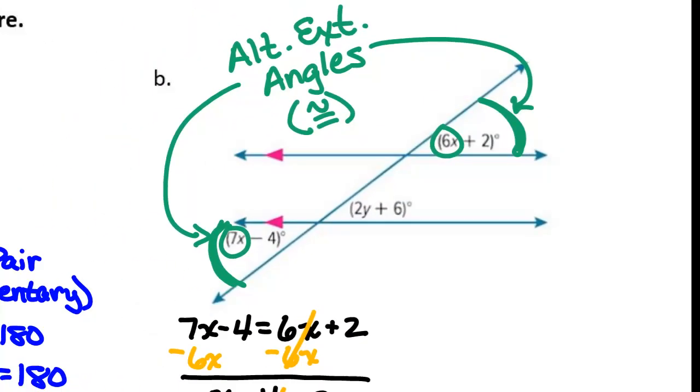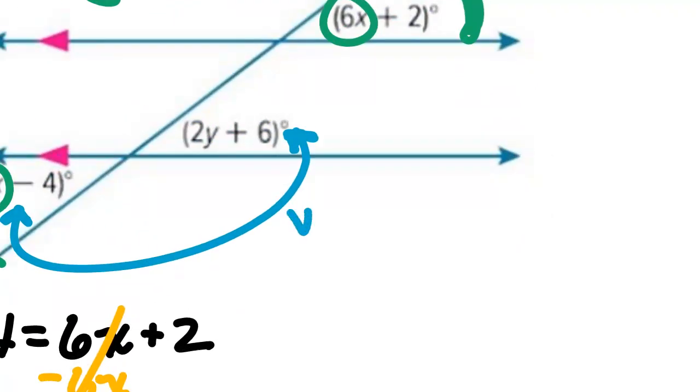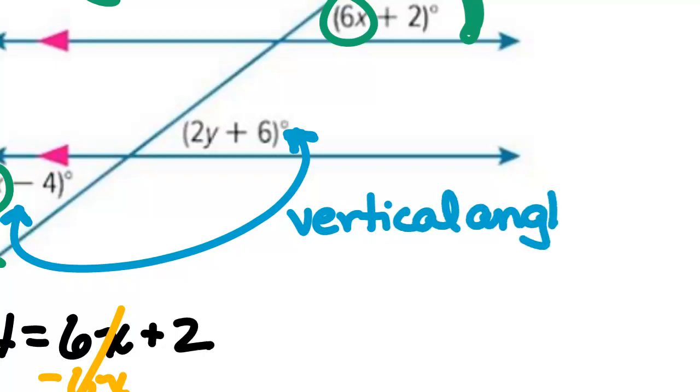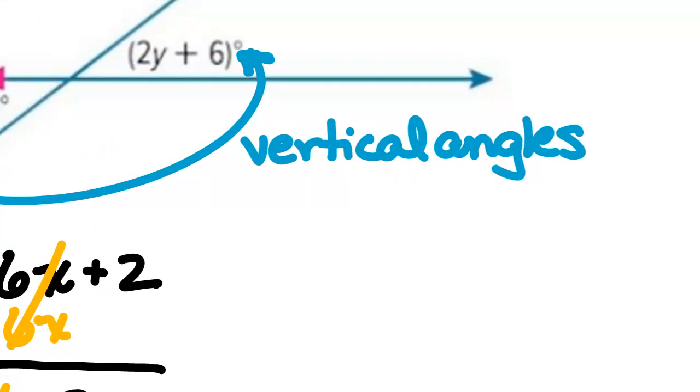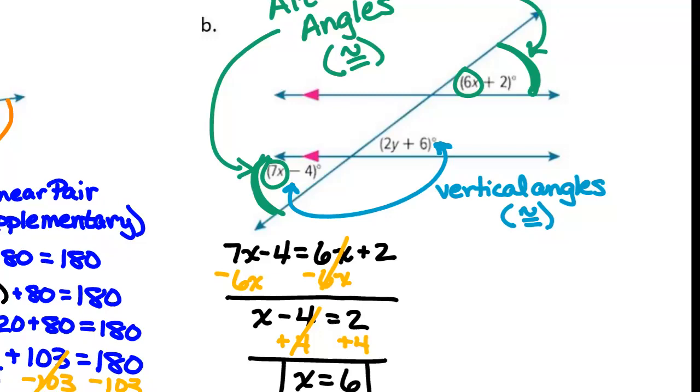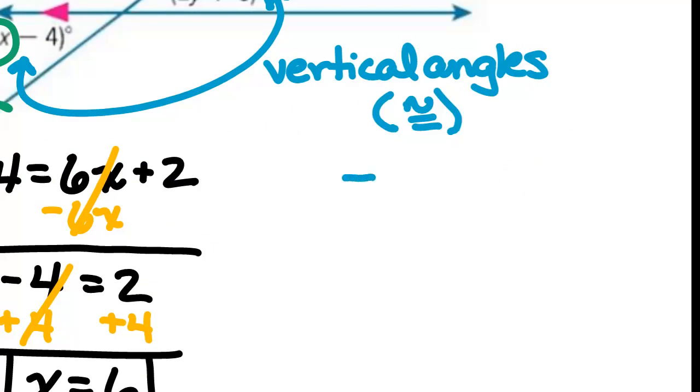Now I want to look at these two angles. What do we call that pair of angles? Vertical angles. And what's the relationship for vertical angles? They are congruent. So I'm going to take those two expressions and set them equal. 7x minus 4 is equal to 2y plus 6.